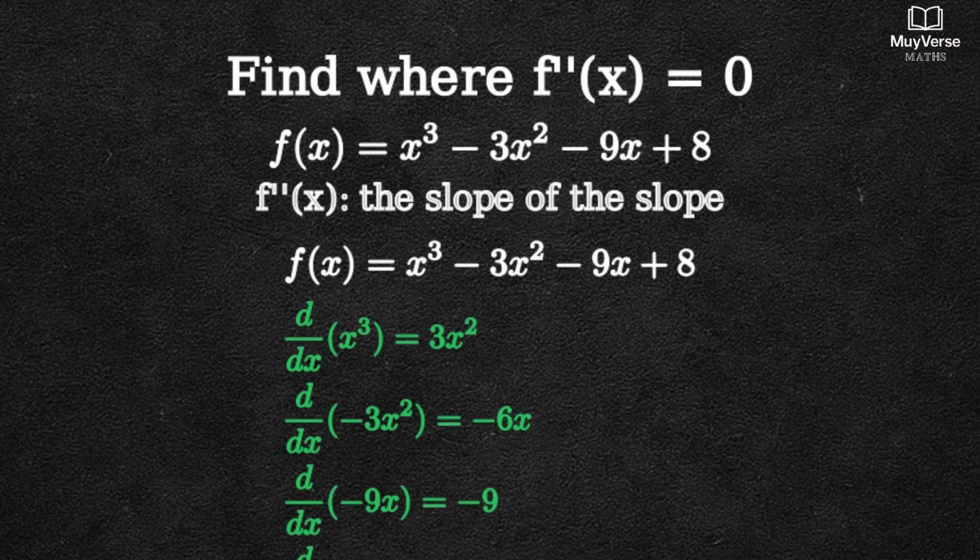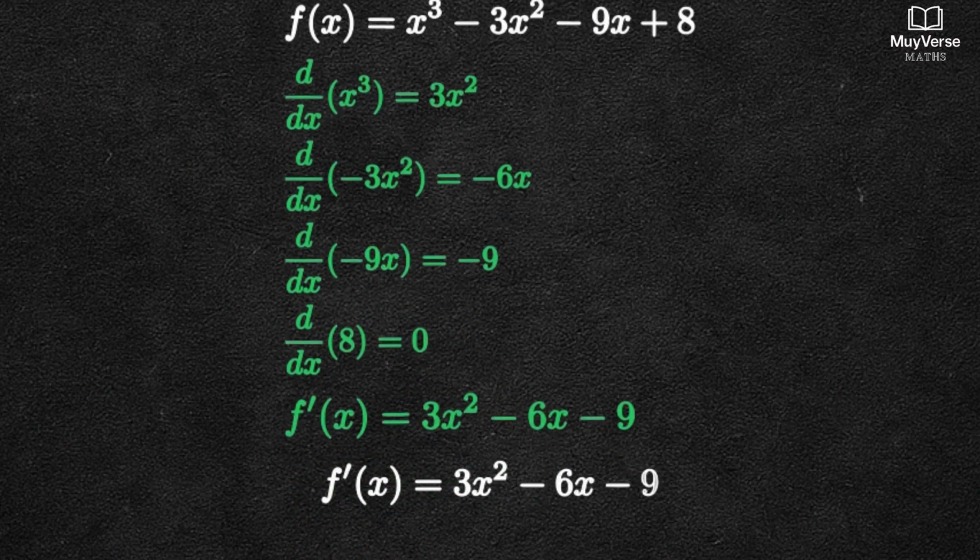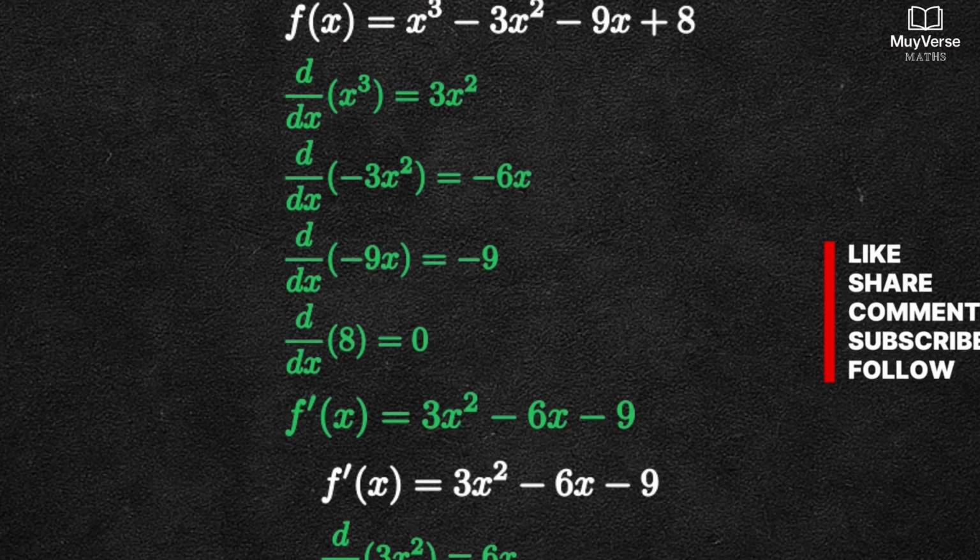Step 2. Take the derivative again to get the second derivative. Differentiate each term in f prime. The derivative of 3x squared is 6x. The derivative of negative 6x is negative 6. The derivative of negative 9 is 0. Therefore, f double prime of x equals 6x minus 6.